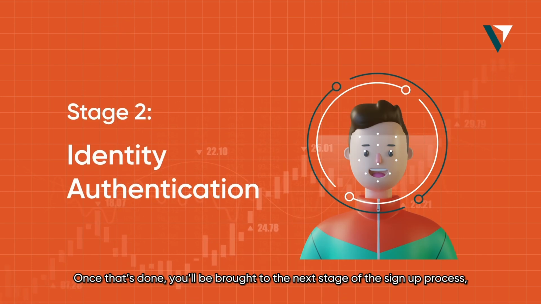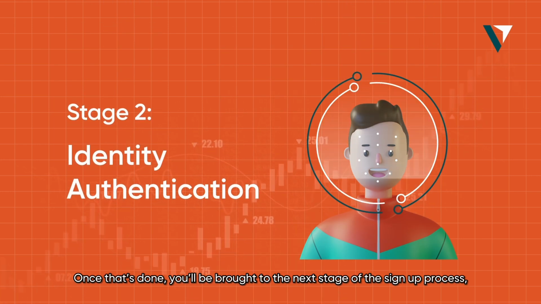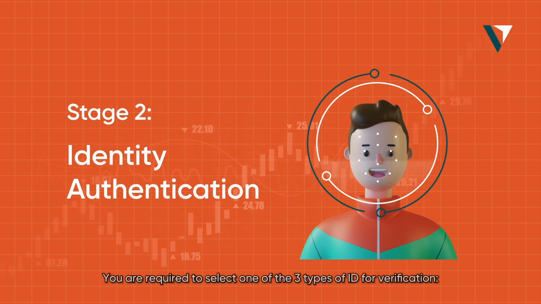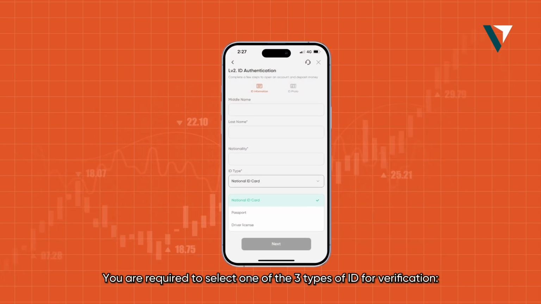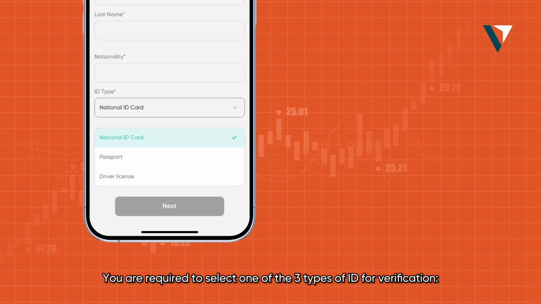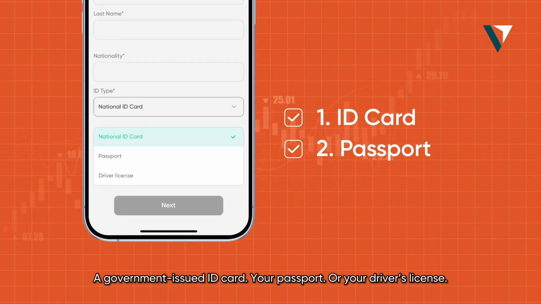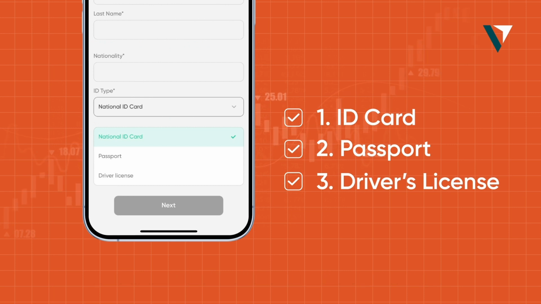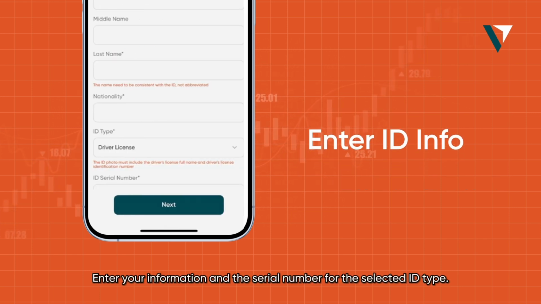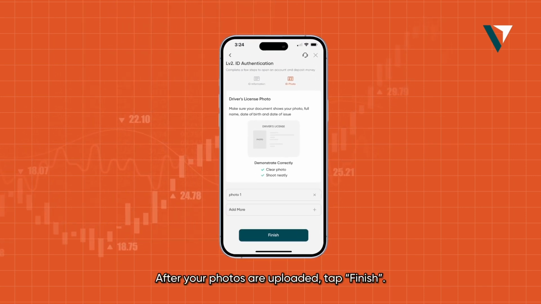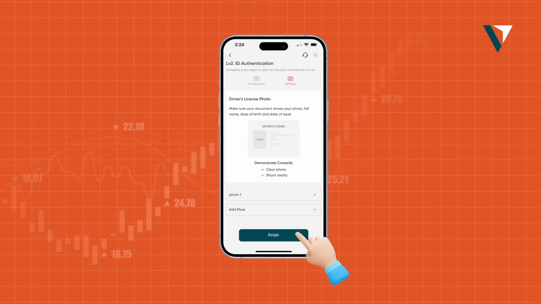Once that's done, you'll be brought to the next stage of the sign-up process: identity verification. You are required to select one of the 3 types of ID for verification: a government-issued ID card, your passport, or your driver's license. Enter your information and the serial number for the selected ID type. After your photos are uploaded, tap Finish.